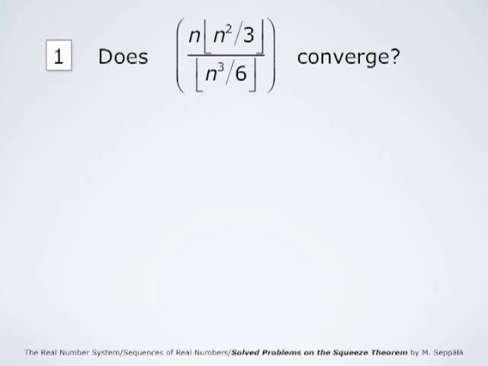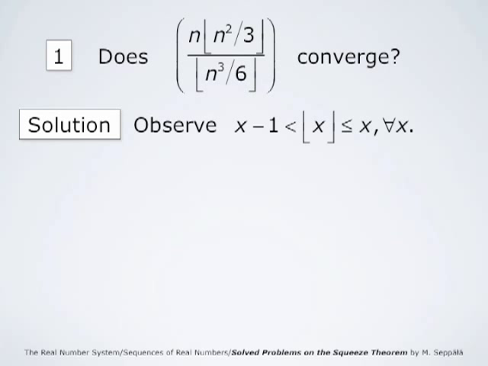In this problem, we have to figure out whether the sequence formed by the numbers n times floor of n squared over 3, and that product divided by floor of n cubed over 6, converges or not. This is somewhat complicated because the general term is a fraction that involves the floor function both in the numerator and in the denominator. We want to estimate this general term so that our upper and lower estimates do not anymore involve the floor function.